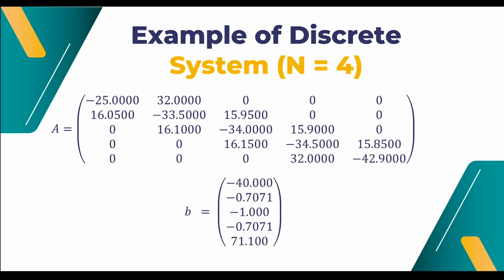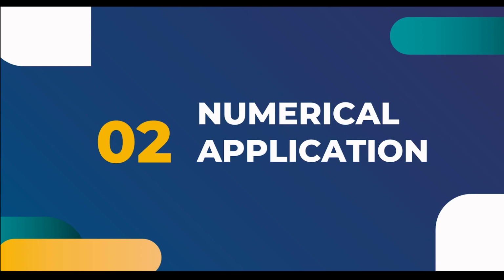To illustrate the structure, here is the system for a simple grid with n equal to 4. You can clearly see that matrix A is tridiagonal. This structure is very important because it allows us to use highly efficient storage and solving algorithms later on. The first and last rows are slightly different because they incorporate the ghost points from the boundary conditions. With the spatial discretization complete, we move on to the numerical application, specifically how we integrate the system in time.